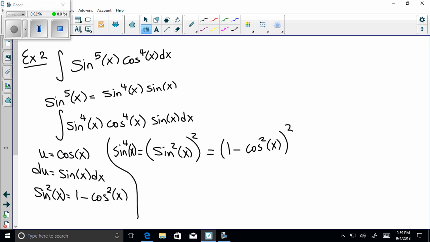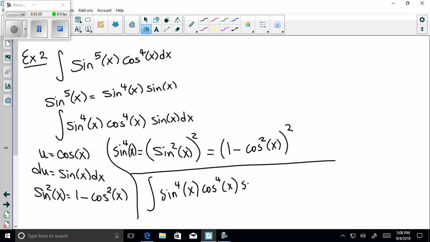Why am I doing this? Because I want everything to be in terms of u and du. Okay? It's got to be in terms of those two only. So now I'm going to go and substitute back in there. So this integral of sine to the power 4x cosine to the power 4x sine x dx ends up being the integral. Instead of sine to the power 4, I put 1 minus cosine squared x all squared, cosine to the power 4x, then sine x dx.